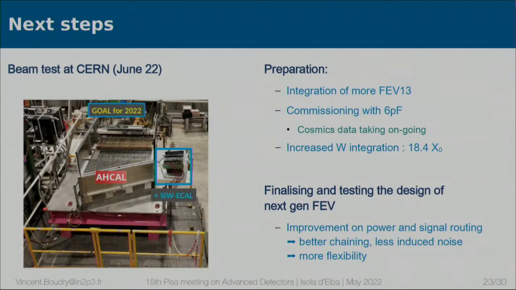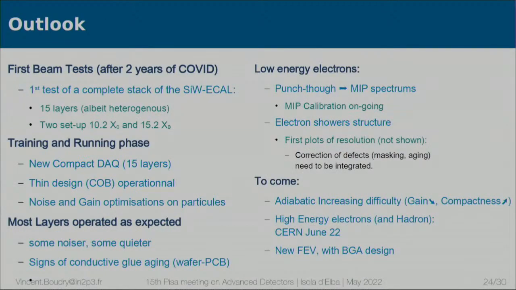So I will finish on the next steps. We'll go for a test beam at CERN in the next month. We're integrating more of those new boards, removing some of the older ones, and putting in more tungsten so that we have full containment. Meanwhile, we're also finalizing the design of new boards that will be more flexible, with better filtering of the noise for the high voltage, for example, and which are suitable for the chaining of the boards up to 8 units. This is something I haven't shown.